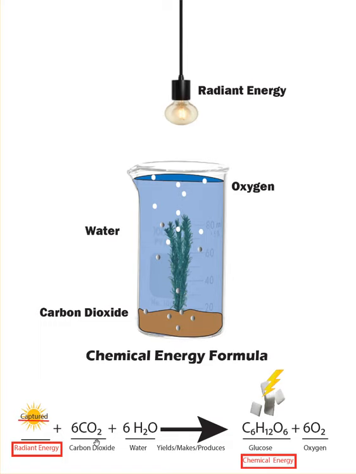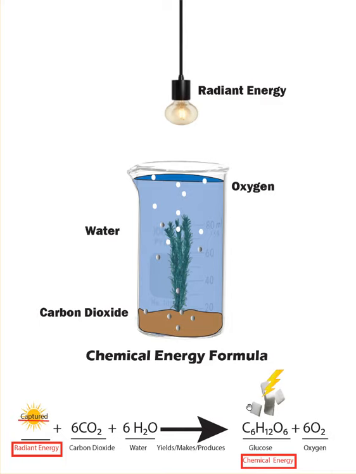Okay, let's begin with a refresher of the chemical energy formula of photosynthesis. First of all, we take captured sunlight or radiant energy, and we add carbon dioxide and water, and we mix this up, and this yields or makes glucose, which is chemical energy, and it also gives us oxygen. This is the oxygen that we breathe.